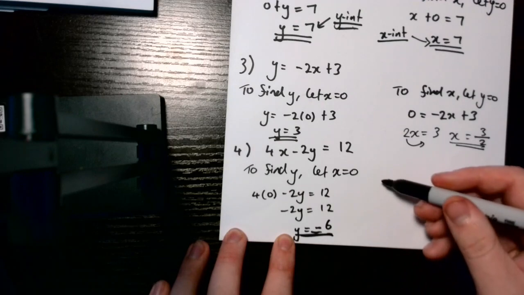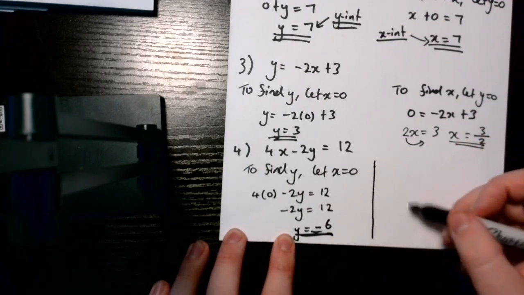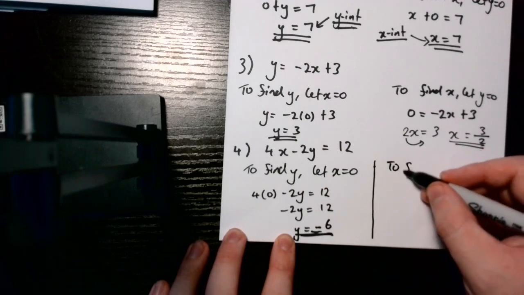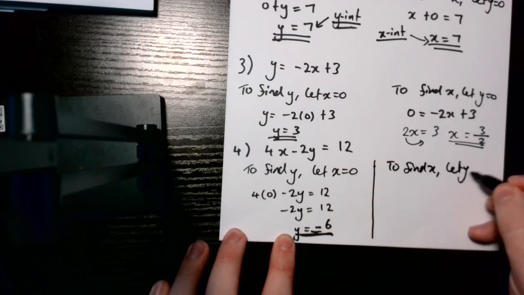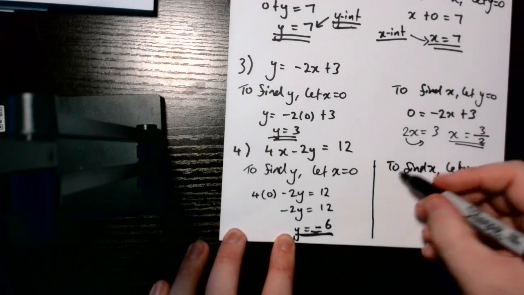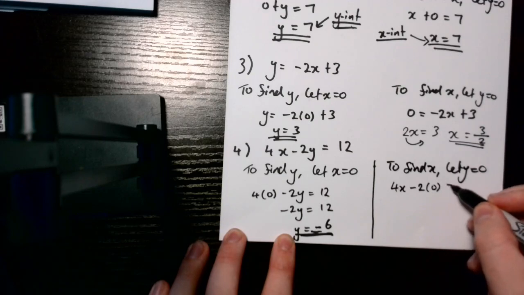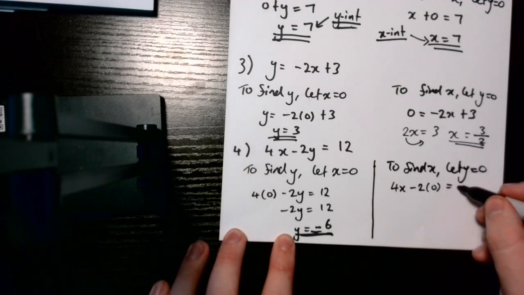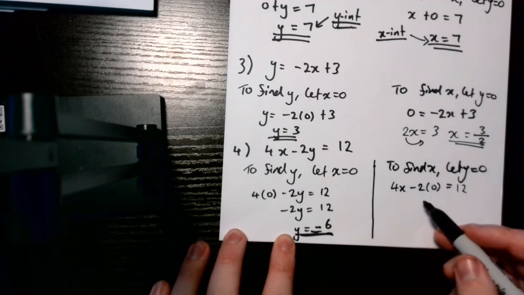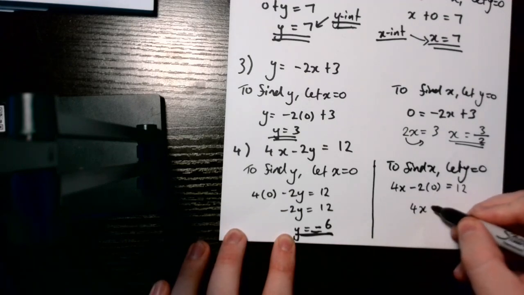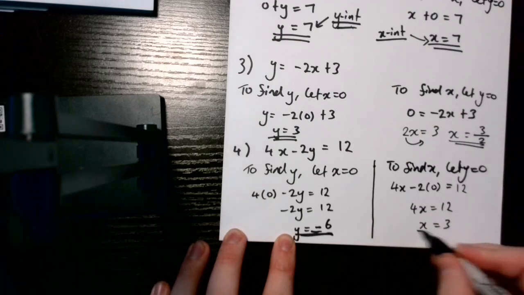Okay, now let's have a little bit of a look at doing our x-intercept. So to find x, we're going to let y equal 0. Same process. I now have 4x minus 2 times 0 is equal to 12. The minus 2 will disappear, and we end up with 4x equals 12. Divide by 4 on both sides, and x will be equal to 3.